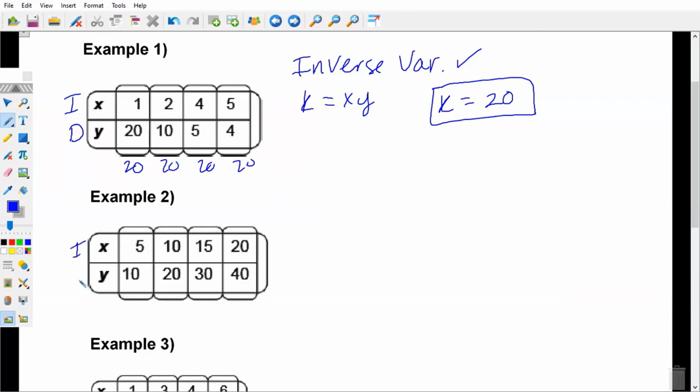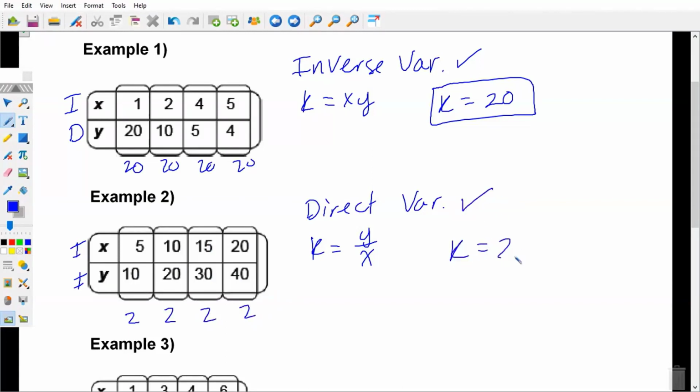All right, so our X's were increasing and our Y's were increasing. So you should have been doing a direct variation, which is that your K equals Y divided by X. So you're going to check to see if you divide your Y's by your X's, do they get the same value? 10 divided by 5 is 2. 20 divided by 10 is 2. 30 divided by 15 is 2. And 40 divided by 20 is 2. Did I get the same value for each one? Yes. So my constant of variation is 2, and this is a direct variation.